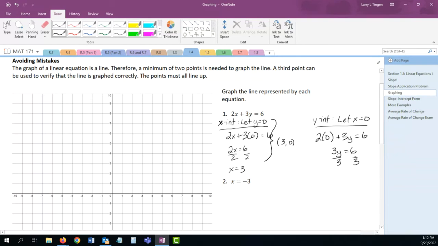2 times 0 is 0. 0 plus 3y is 3y. 3y is equal to 6. Divide both sides by 3. y is 2. From all this work, I've been given the point 0, 2. Can everybody follow along with that? How I got 3, 0 and 0, 2 based on the equation, the number 1. Everybody okay with that?